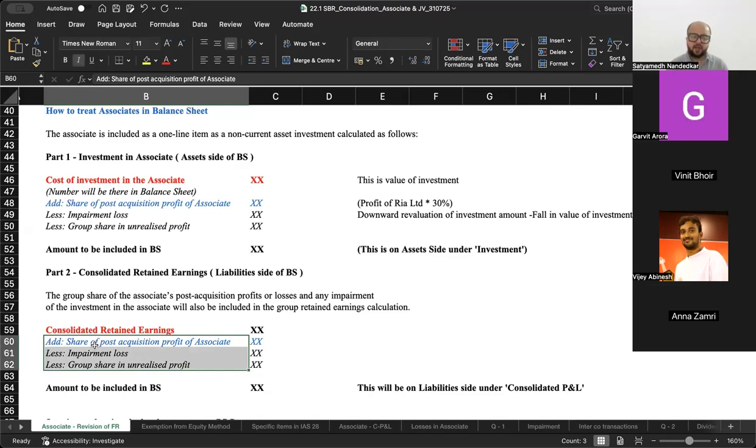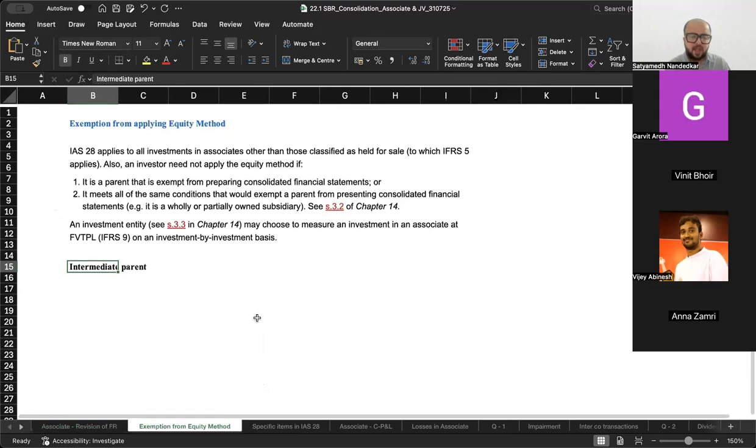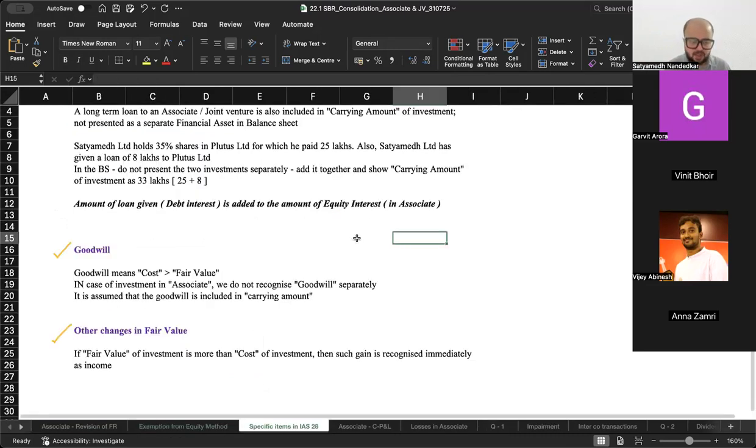Okay, in consolidated retained earnings you will have to add share of post acquisition profit, less impairment loss, less group share in unrealized profit. Same set of adjustments that you did on the asset side in the cost of investment, you have to do in consolidated retained earnings. And the impairment loss is calculated every year on the reporting date. Now, the same exemptions which applied for consolidating a subsidiary apply for consolidation of an associate, the intermediate parent one and the investment entity one.